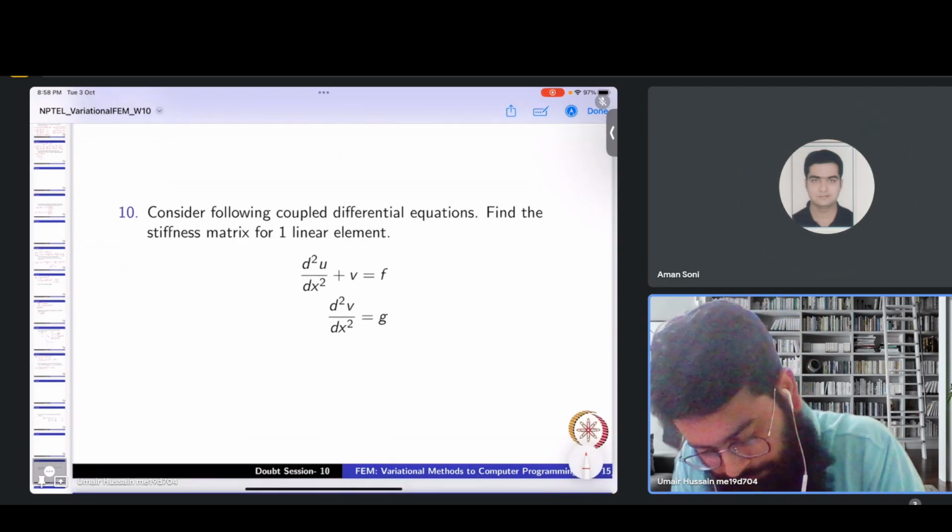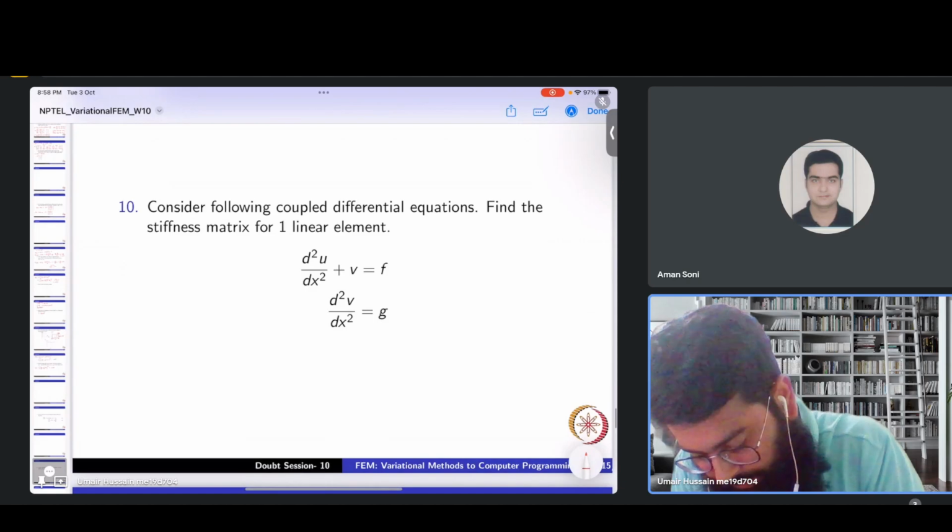So we take the first equation and multiply it with the weight function phi.